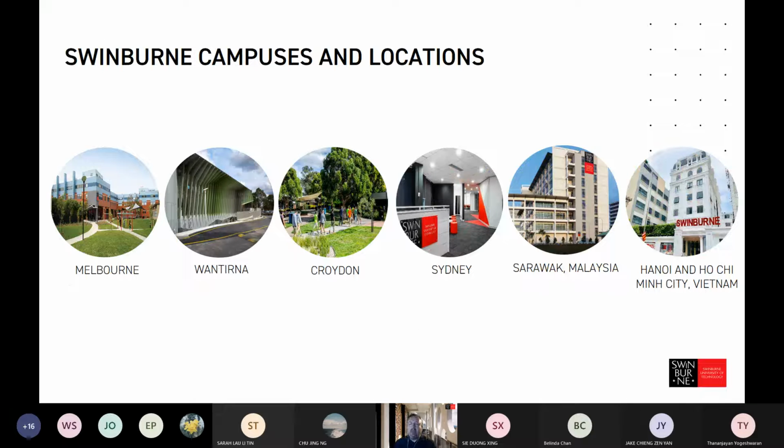Okay, so Swinburne, Melbourne. Obviously we're one of Swinburne's many campuses. We actually have 3 campuses in Melbourne, but there's one central campus, which is Hawthorn, and that's where you'll all be studying when you come to Australia. We also have our Wantirna and Croydon campuses in the outer suburbs of Melbourne. We have a small campus in Sydney. Obviously, we have the campus that you're studying at now in Kuching, Sarawak, and we also have campuses in Hanoi and Ho Chi Minh City.